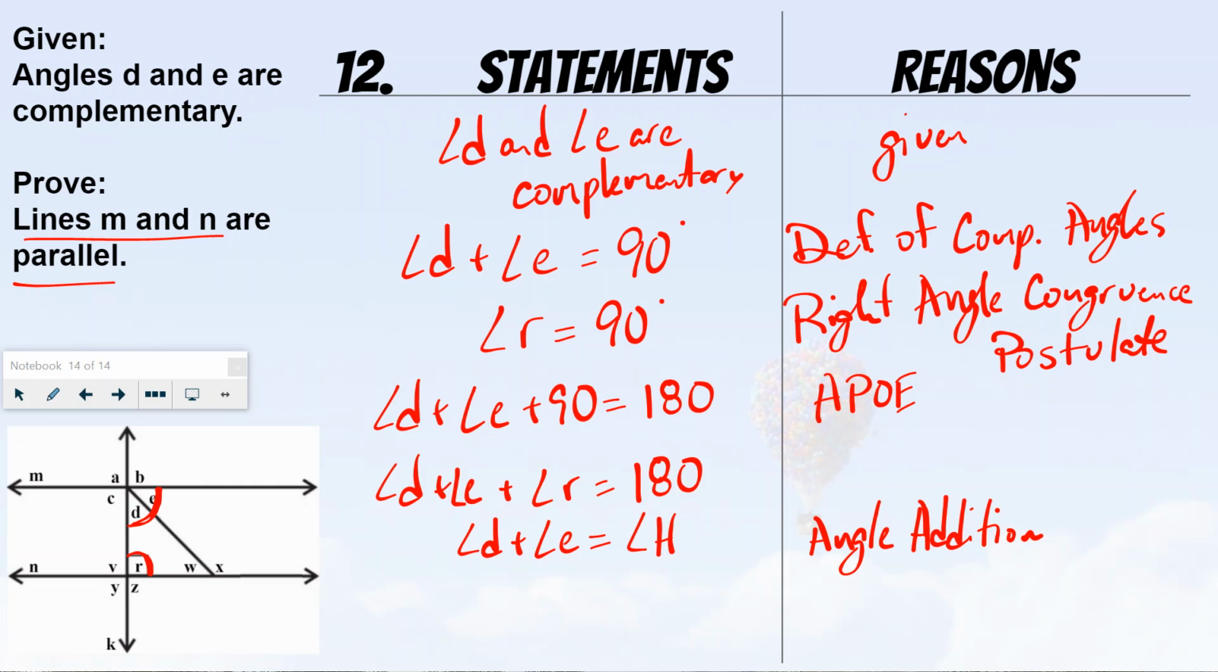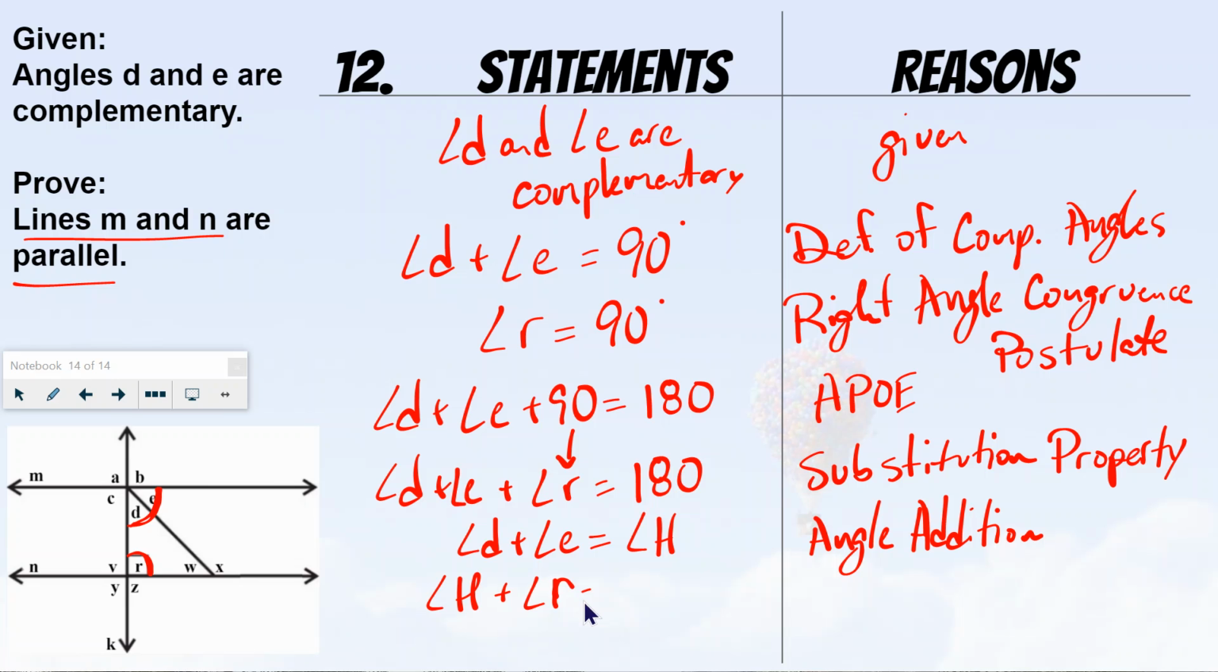My last step was by the substitution property. I just exchanged that 90 for that R. And here I'm just really relabeling angle D plus E as angle H. And I'm going to say angle H plus angle R equal 180 by substitution again.